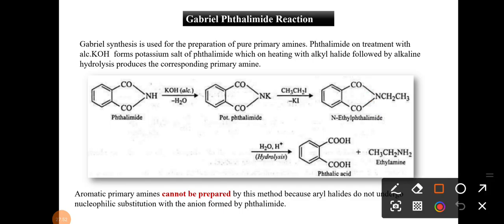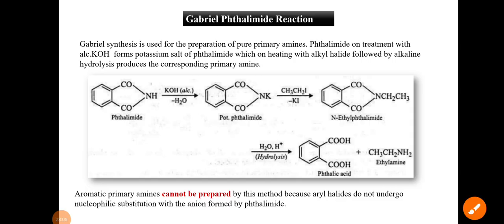So aromatic primary amines cannot be prepared by this method, right? Which kind of amines is not prepared by this method? That is the aromatic primary amines, okay. Because aryl halides do not undergo nucleophilic substitution with the anion formed by phthalimide. So that's the reason aromatic primary amines are not formed by Gabriel phthalimide synthesis reaction. I hope this reaction is clear.